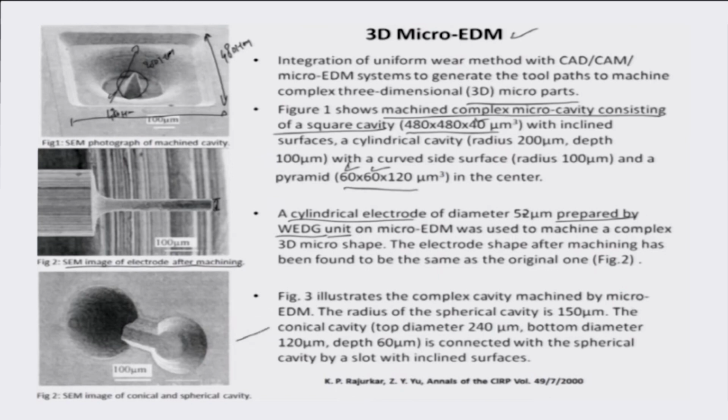Figure 3 here illustrates a complex cavity machined by, again, a micro EDM tool. The radius of the spherical cavity in this particular region is about 150 micrometer, and the conical cavity has a top diameter of 240 microns and a bottom diameter of 120 microns, with a depth of about 60 microns, and this conical cavity is further connected with this spherical cavity.